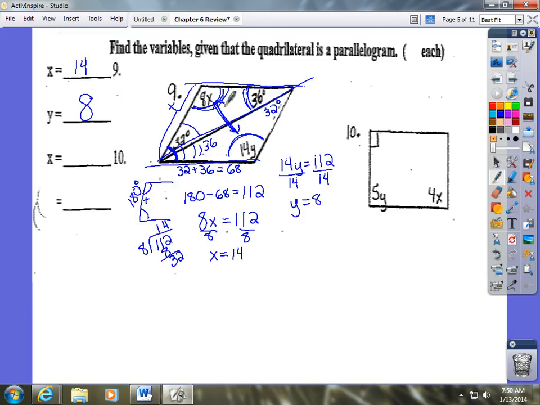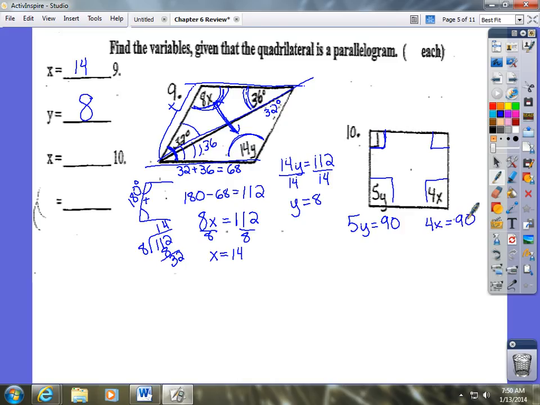Okay, and on number 10, a lot of you missed this one. This is a 90-degree angle. If you have one 90-degree angle in a parallelogram, you actually have 4 of them. It means all of the angles are 90 degrees. So this means that 5y equals 90 degrees, and 4x also equals 90 degrees.